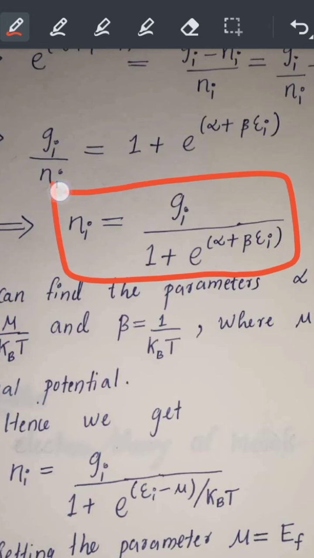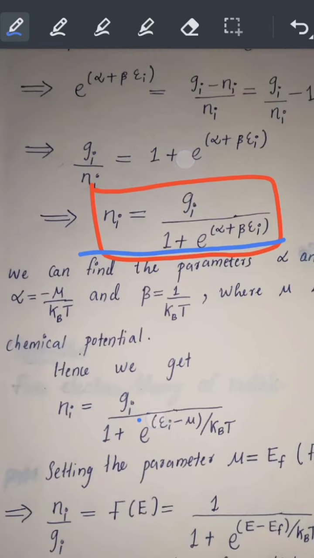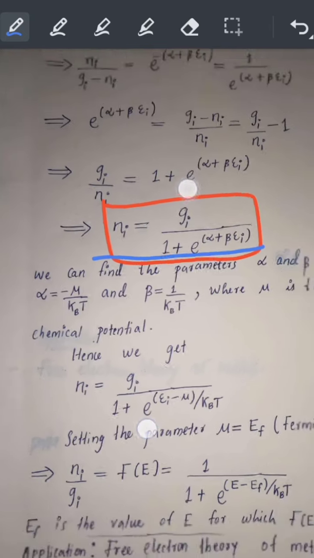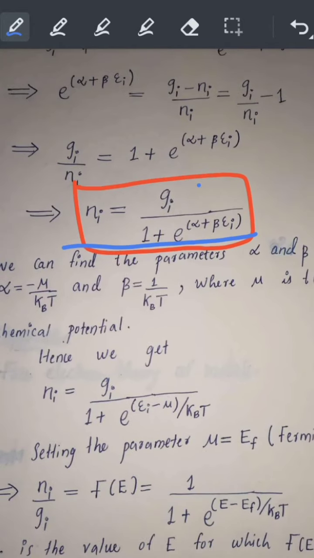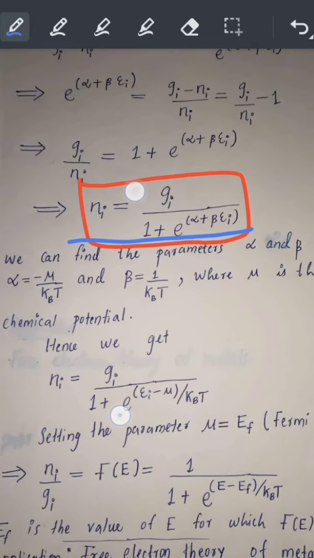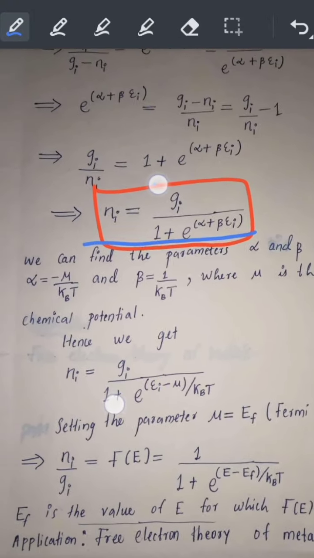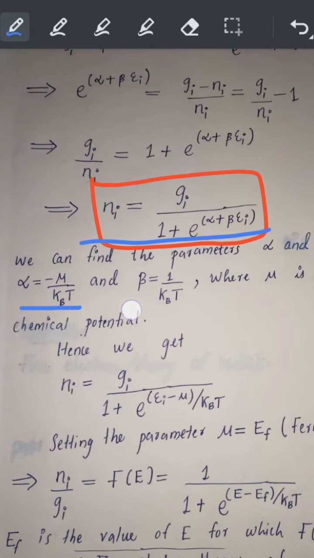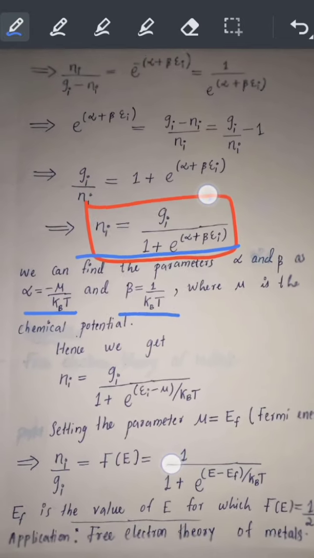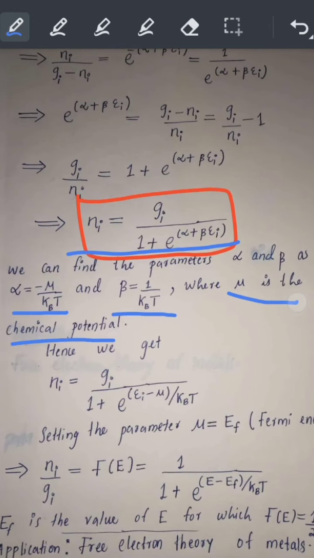This is the Fermi-Dirac distribution law. If you are asked to derive the Fermi-Dirac distribution law in your exams, just derive up to this point. Also we can find alpha and beta like in our Maxwell-Boltzmann statistics, but it is not included in your UG syllabus. So if you wish to study it by yourself, just contact me, and I will give you enough information to derive alpha and beta. We can find these parameters as alpha equal to minus mu over kBT and beta equal to 1 over kBT, and this mu is called the chemical potential.